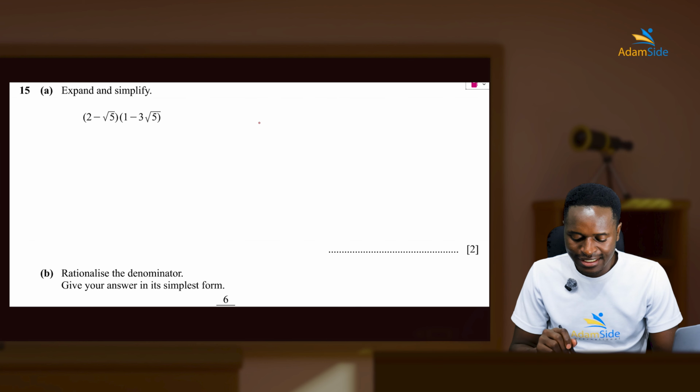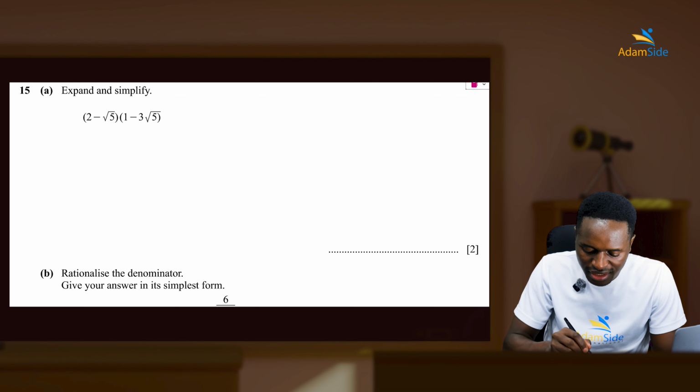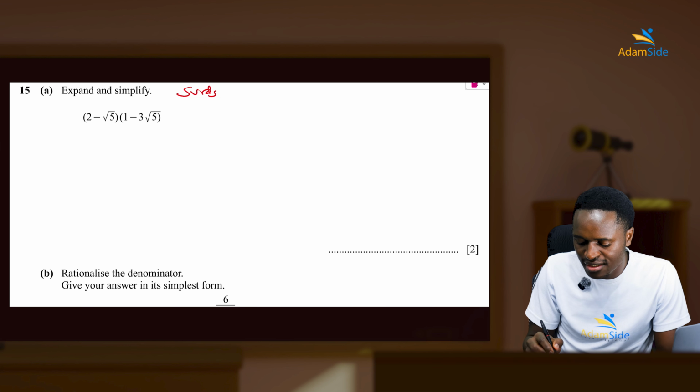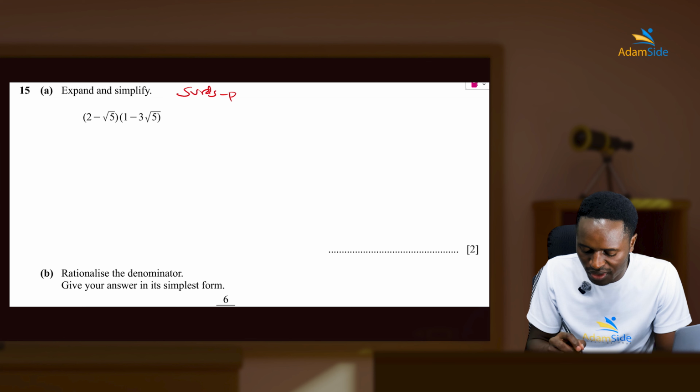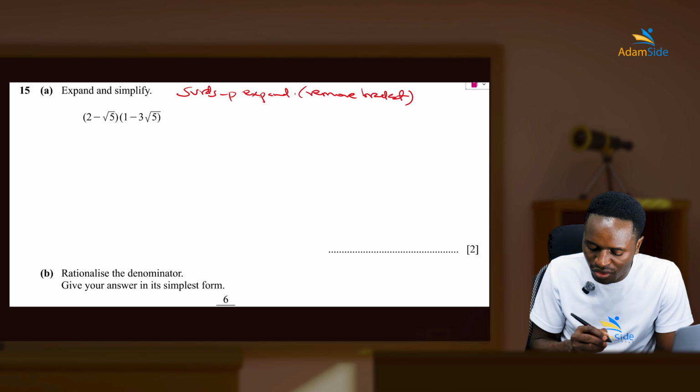Question number 15, expand and simplify. So we are going to expand. Here it's the topic of surds. So here we're talking about surds. Surds are the square roots of numbers that are not perfect squares. So here we're going to expand, in other words, remove the brackets, applying the laws of algebra.